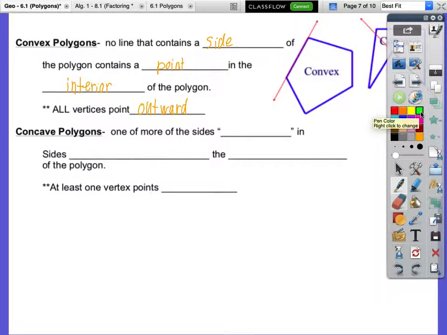Okay. Then, in concave polygons, one or more of the sides cave in.